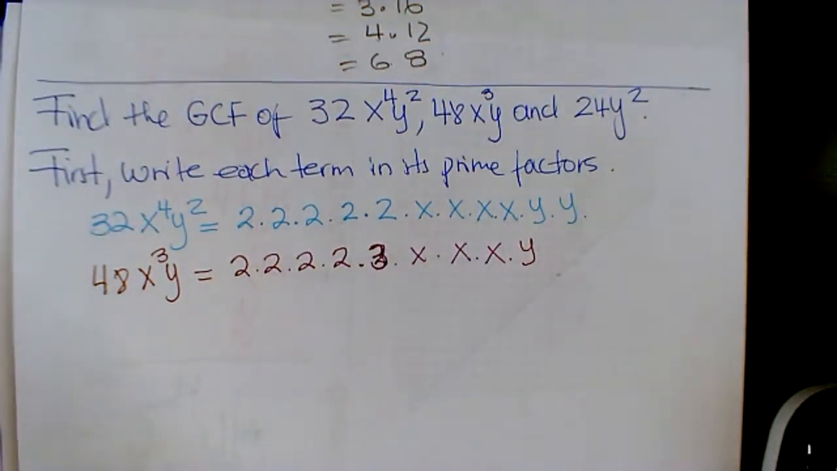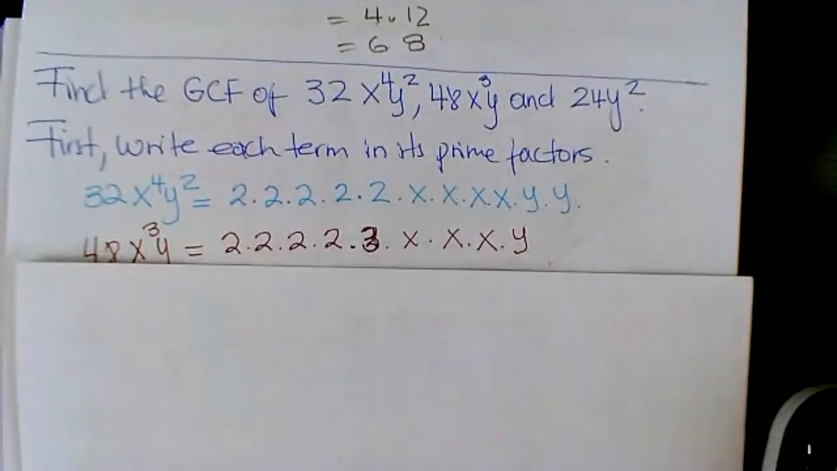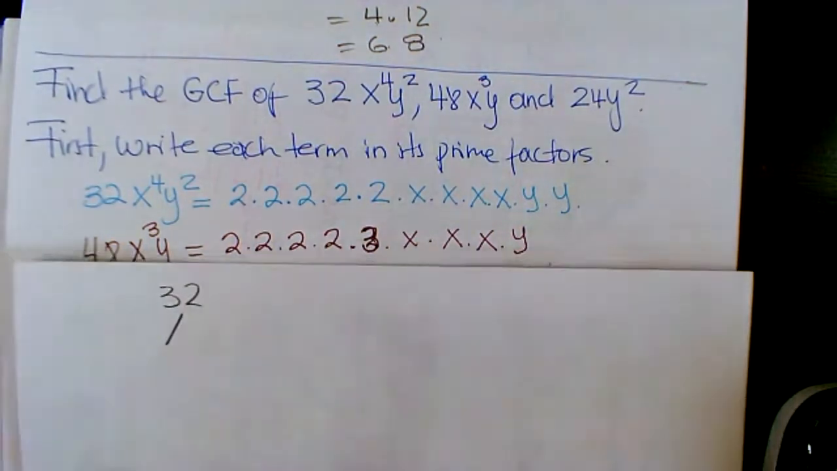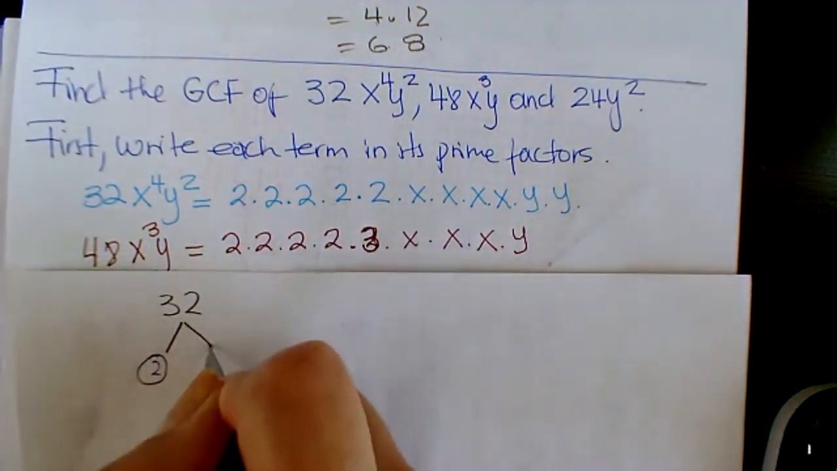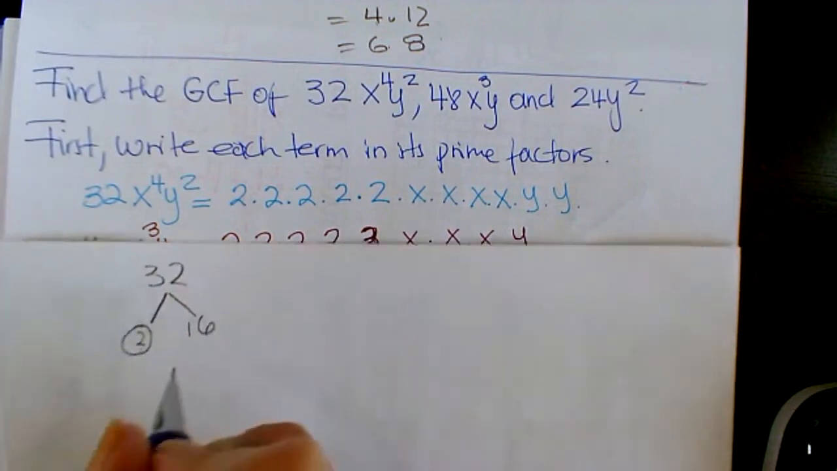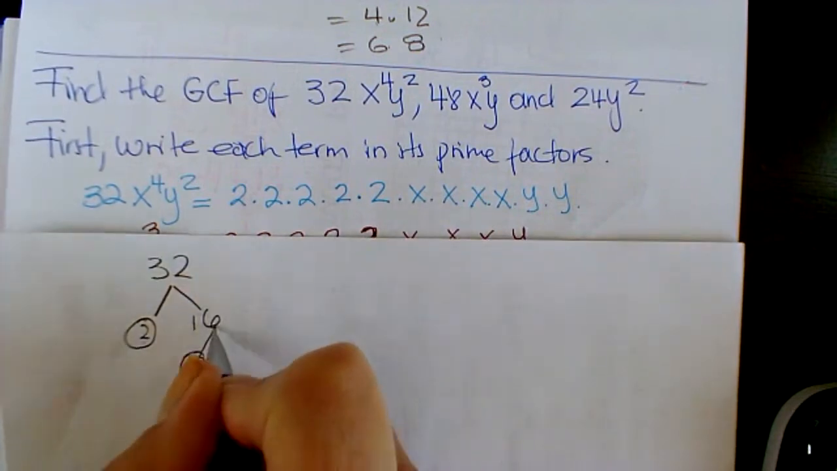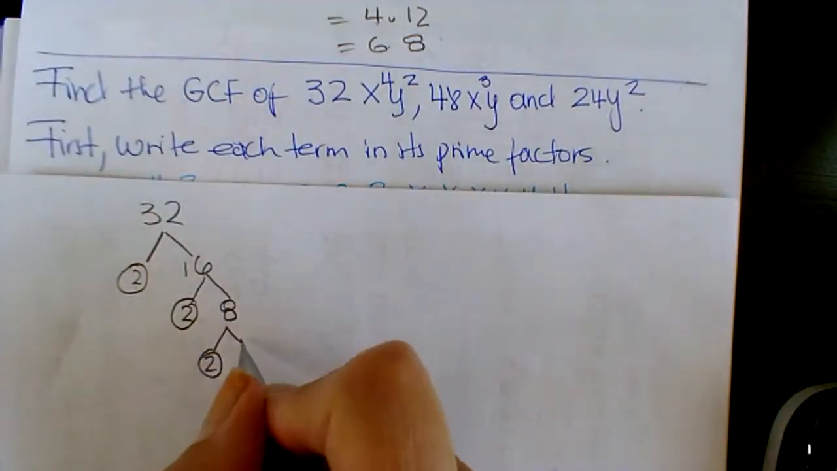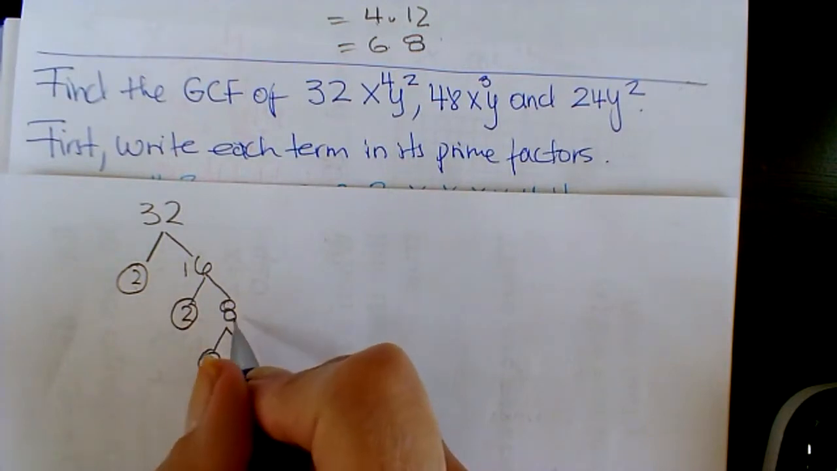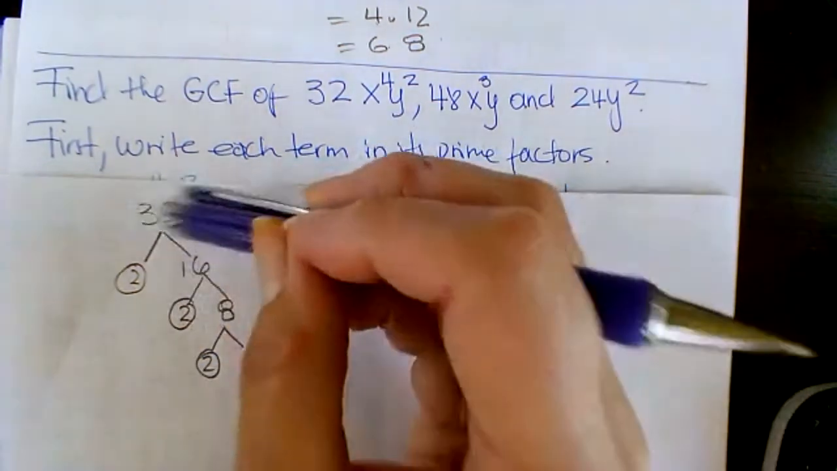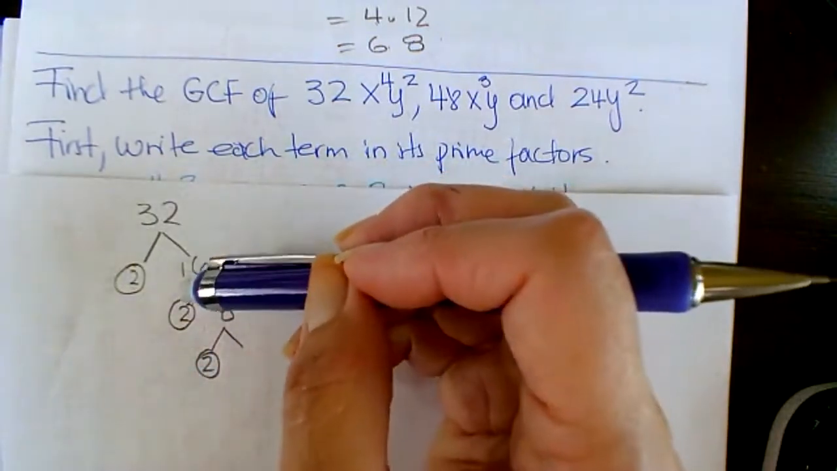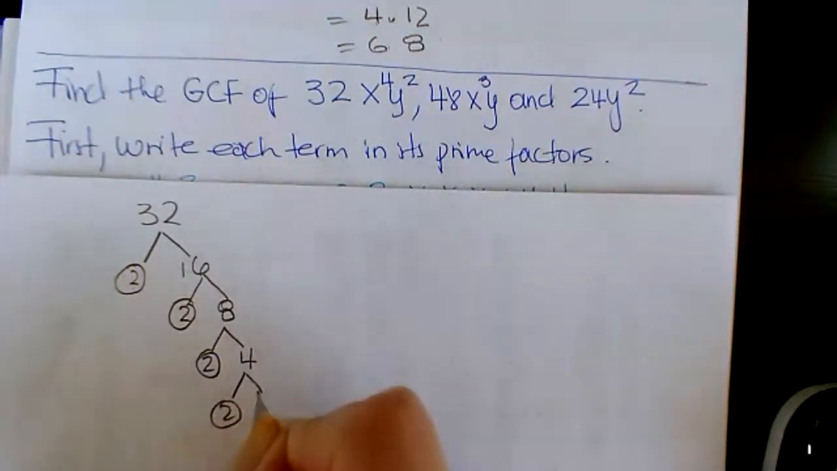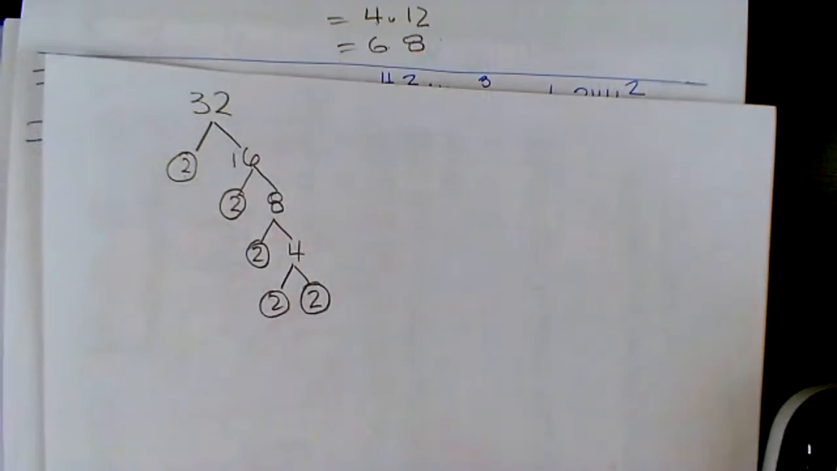Remember the tree method that we used to use before? I'll do it here. For example, 32. So I always said half of 32 is what? 16. Half of 16 is 8. Half of 8 is 4, and half of 4 is 2. Those are the prime numbers.